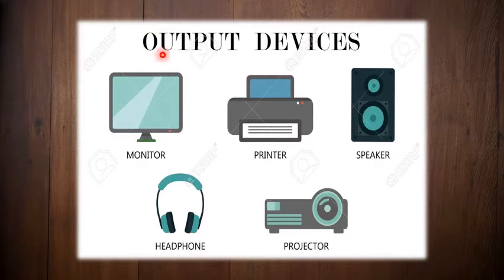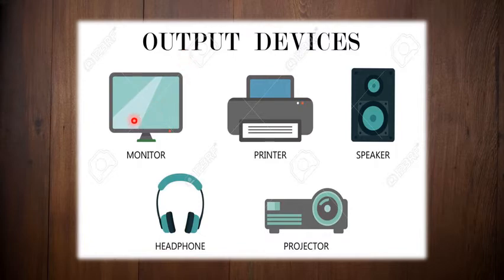Here are some of the examples of output devices. The best examples are monitor, printer, speaker, headphones, projector. How is the monitor an output device? Because it shows the data or result. We give data to our computer, that is input, and that is displayed on our screen, on the monitor. So monitor is an output device.